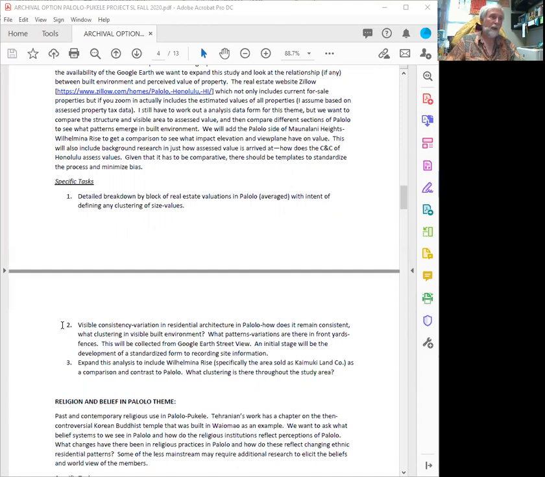And again, I think we already have it, it's just a matter of finding it. And this is, do we see variations between blocks, or maybe from one side of a street to another, in terms of the look of houses? Do people do different things in different parts of Palolo, or deal with their land in different ways? For example, how do they landscape it?